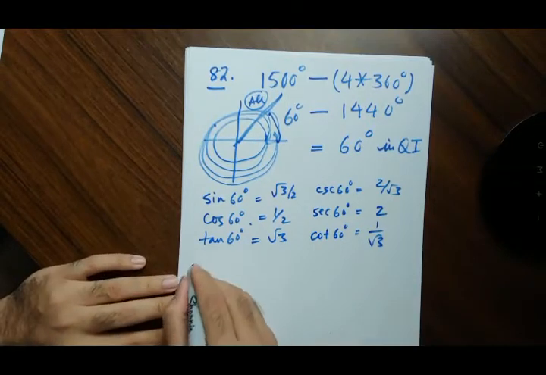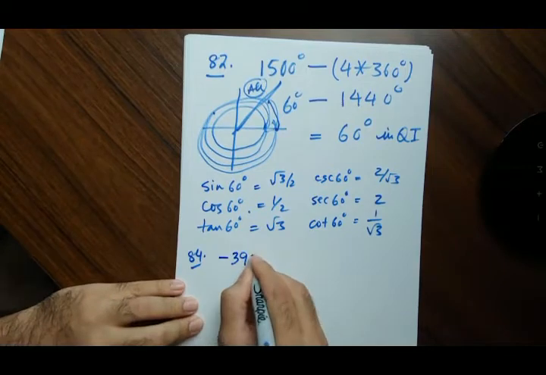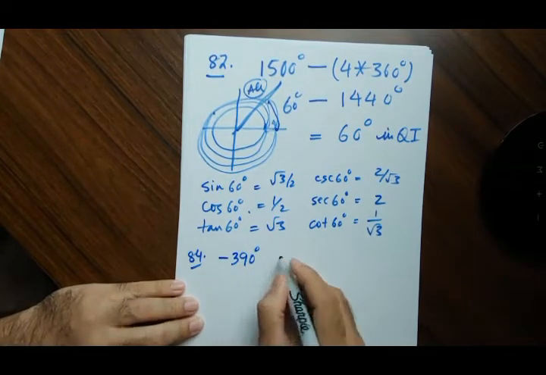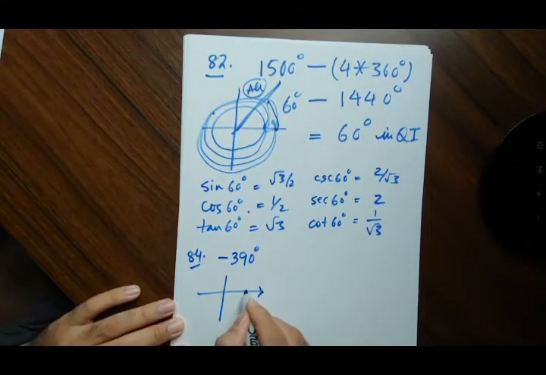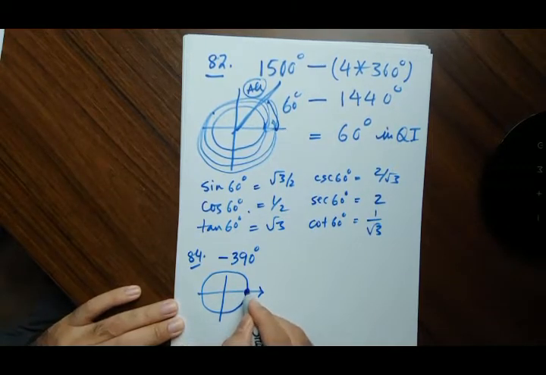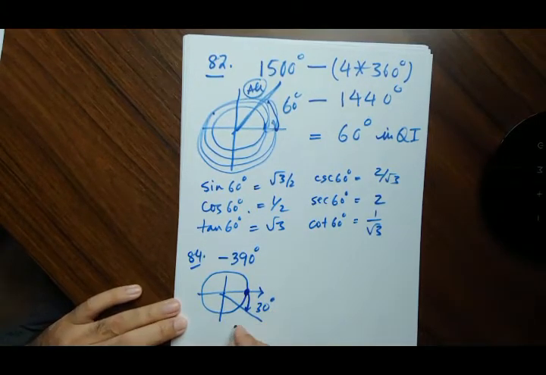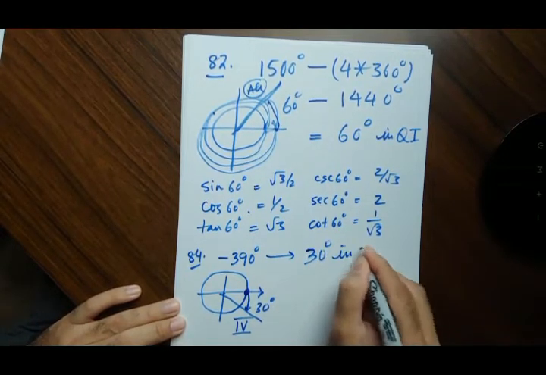Let's try another one. 84. Problem number 84. Minus 390 degrees. Okay, so what's happening here? It's a negative angle. So starting from the reference, we go in this direction 360. So that's a 360. But then we have 30 degrees more, and it's in this clockwise direction, because it's negative. So negative 360 and then negative 30. So it's 30 degrees in quadrant 4.